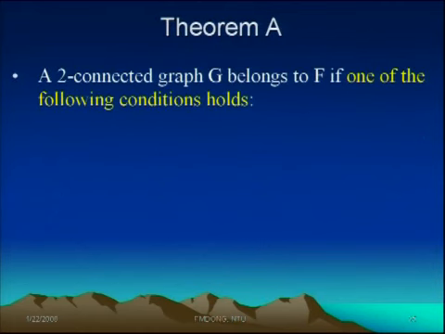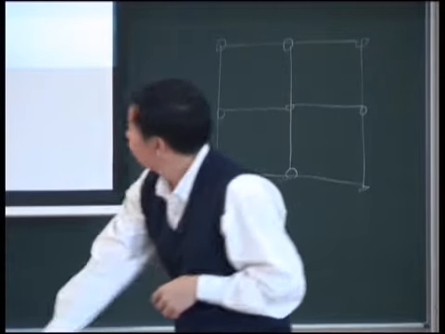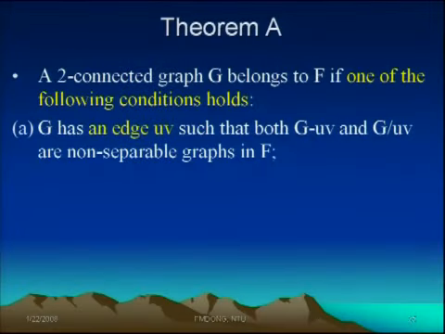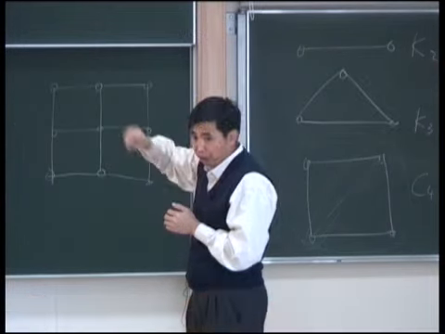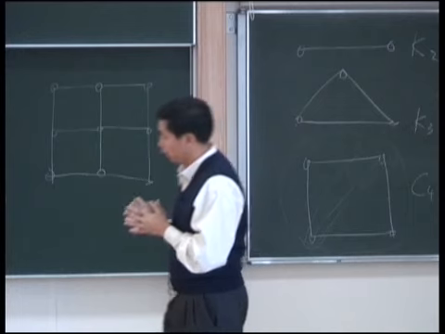Okay, now we have the first result. A 2-connected graph G belongs to F if one of the following conditions holds. There are 4 conditions. As long as one of the 4 is true, then G is in F. The first one: G has an edge UV such that both G minus UV, removing the edge UV, and G contract UV are non-separable graphs in F.